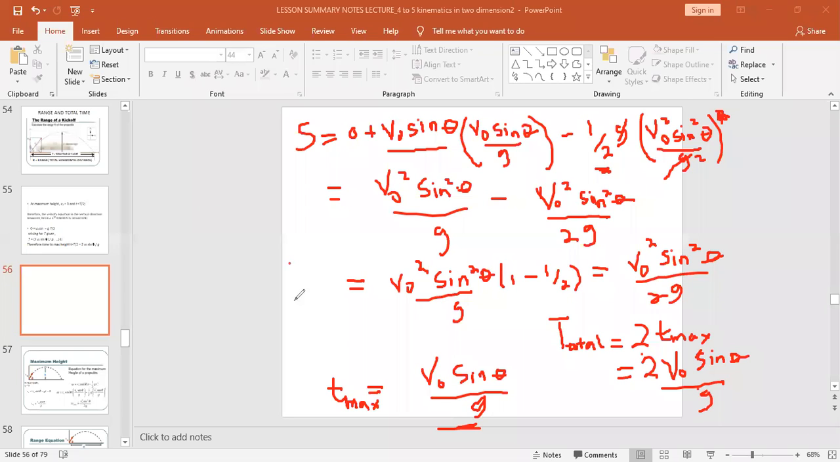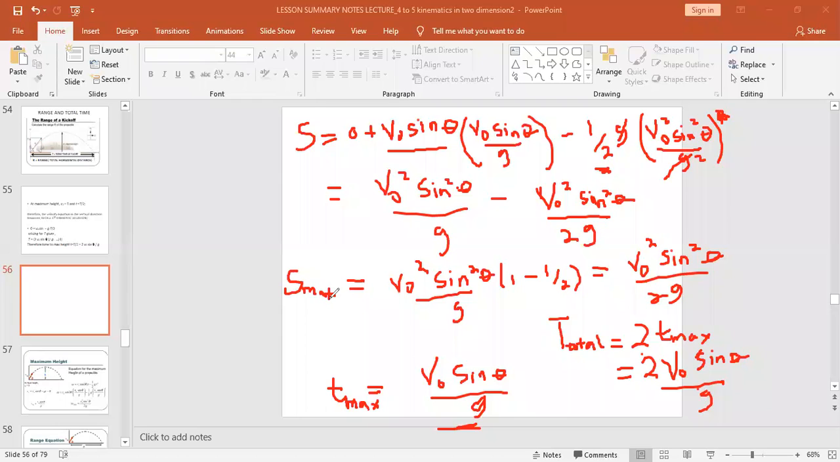So that is the formula for the maximum height. If you like, this is S. Ideally it should have been S maximum. So that is S maximum we are dealing with: S maximum is V naught squared sine squared theta over 2g. Okay, so well noted.